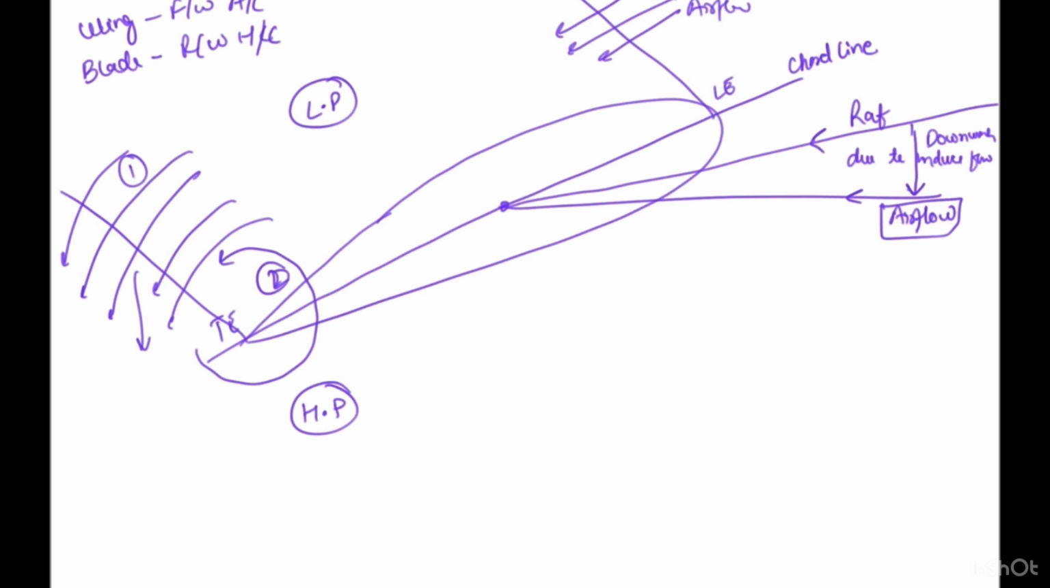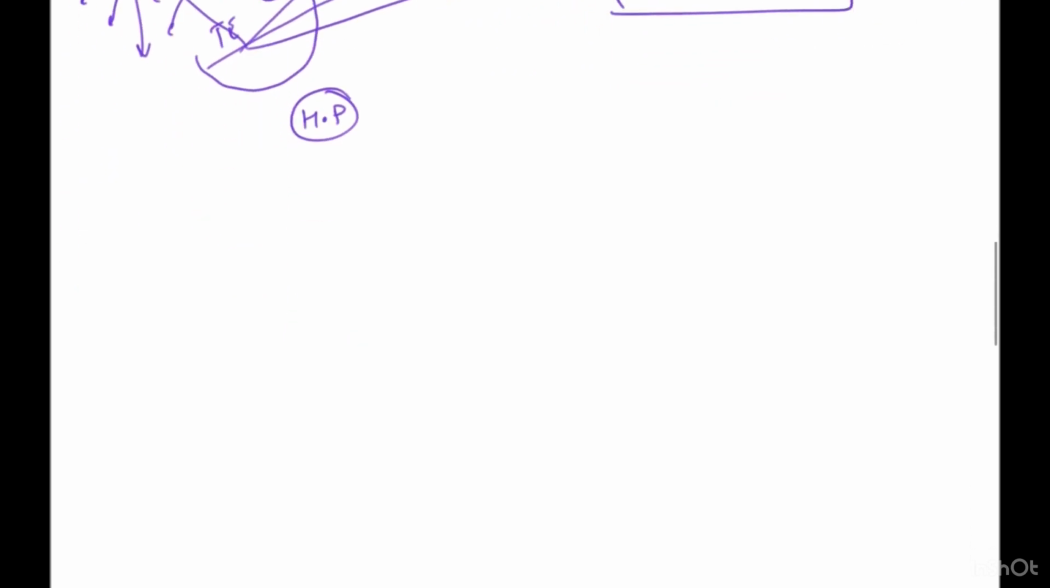This is a relative airflow, this is a downwash flow, this is a normal general airflow which is coming in, and the angle between the chord line and the relative airflow is known as angle of attack. So this is angle of attack. I hope this much is clear, correct? So I'll make another airfoil and I'll be drawing only the required design parameters which are required.